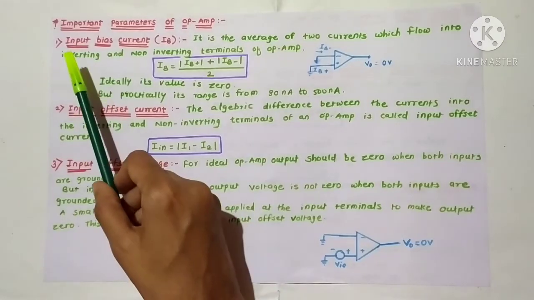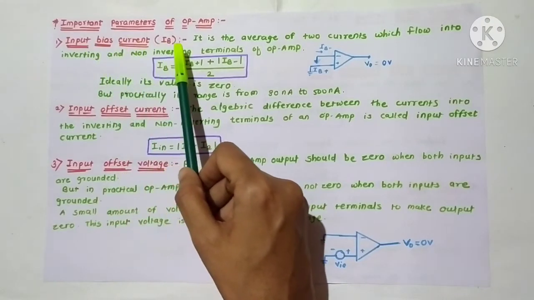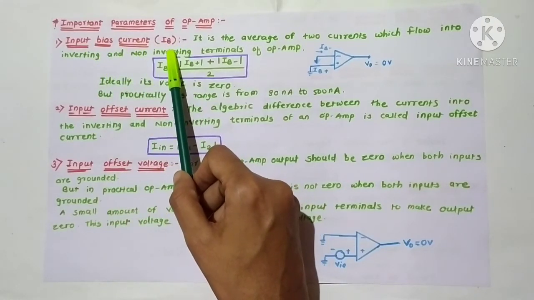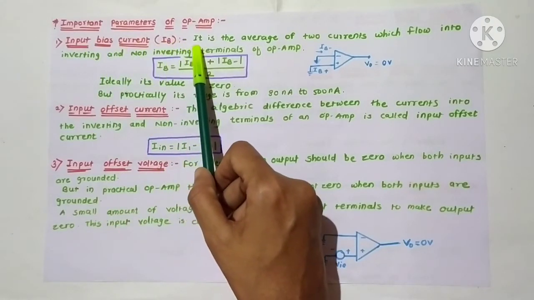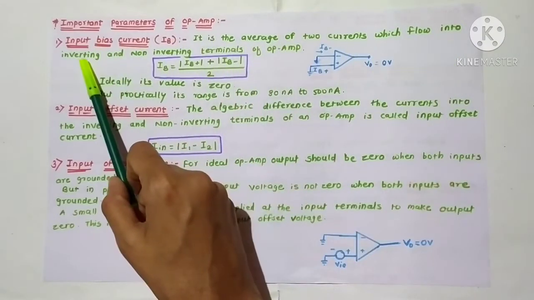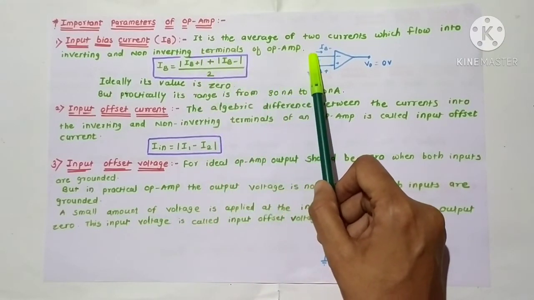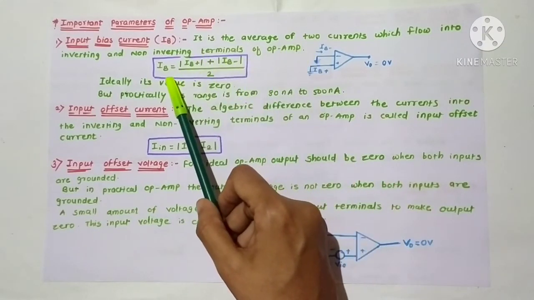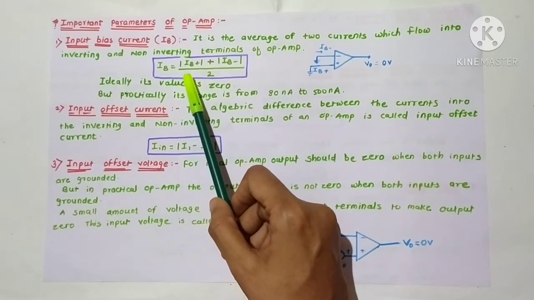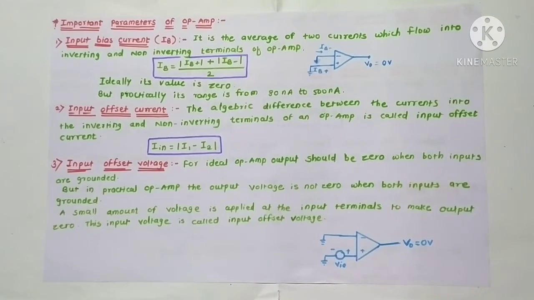Now let's begin with the first important parameter, input bias current. It is denoted by IB. This is the average of two input currents which flow into the inverting and non-inverting terminals of an operational amplifier, and it is given by the equation IB is equal to (IB plus + IB minus) upon 2.